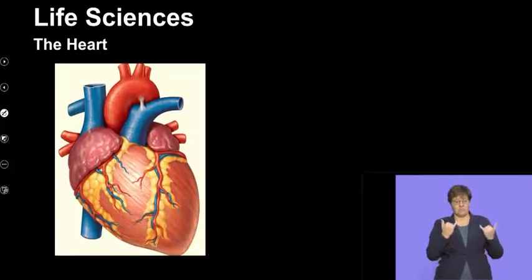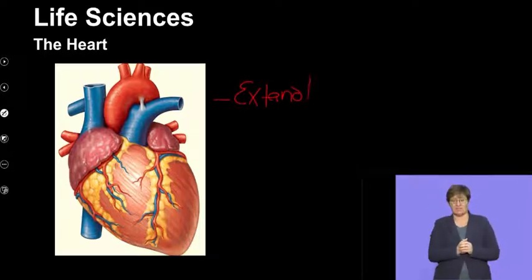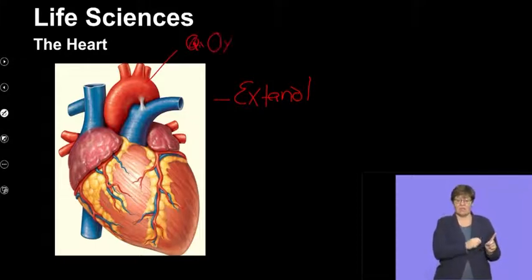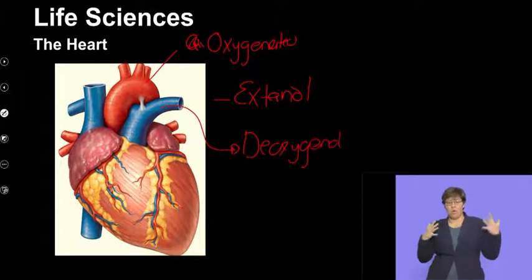Guys, when we look at the heart, we can see that the heart has an external. This is what it looks like on the outside. And what we're going to see is a whole lot of blood vessels. And we're often going to use the red and the blue. We use red to show oxygenated, so full of oxygen. And we use the blue to show deoxygenated. And what we mean by deoxygenated is filled with carbon dioxide.